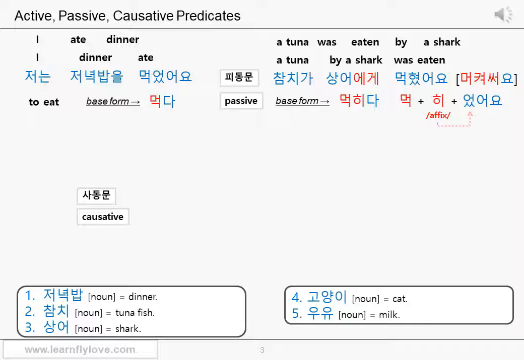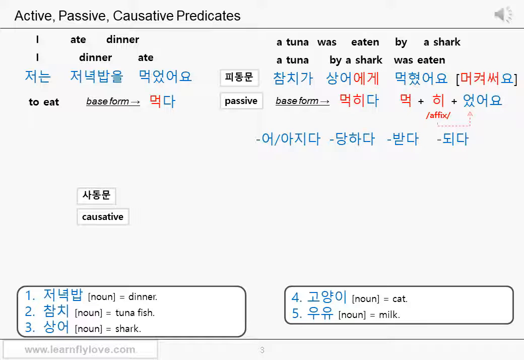Okay, very good. So, 참치가 상어에게 먹혔어요. 참치가 상어에게 먹혔어요 means a tuna was eaten by a shark. It's in the passive form. 참치가 상어에게 먹혔어요. Or 참치가 상어한테 먹혔어요. Got it? Okay. There were a couple more assistant predicates that can turn the verb into the passive form.